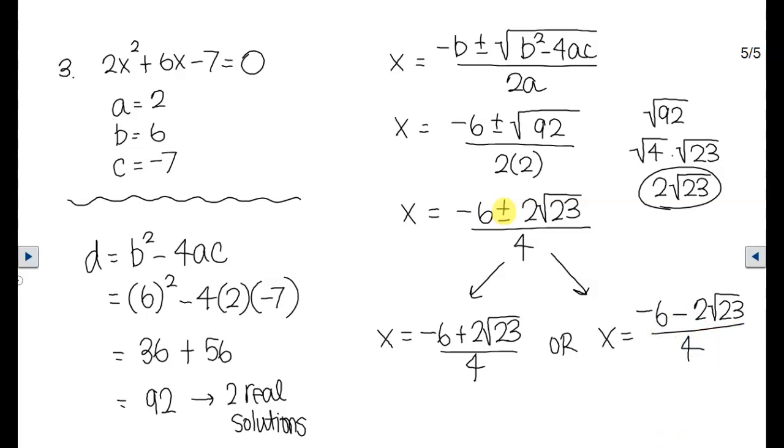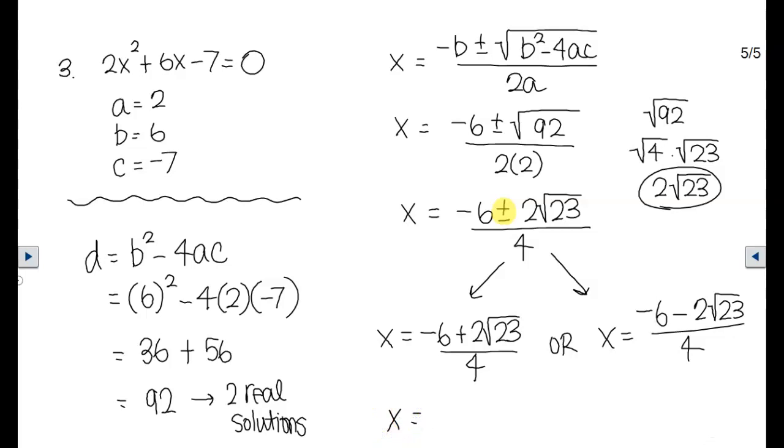Now, like I've said on both of the examples we've done so far, at this point you should work these out as much as you can. So, do we know what negative 6 plus 2 square roots of 23 is? No, we don't. We can't add here because these aren't like terms. So this is going to have to stay like it is. Likewise, we can't do negative 6 minus 2 square roots of 23 either. I don't know what that is. I can't work it out because those aren't like terms.